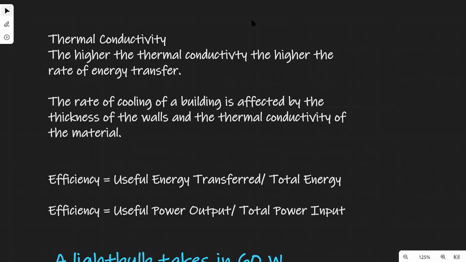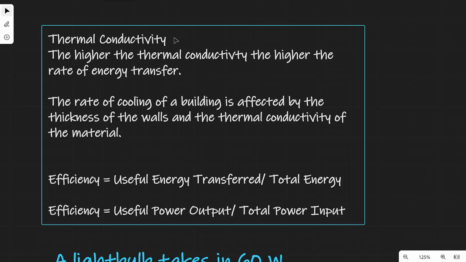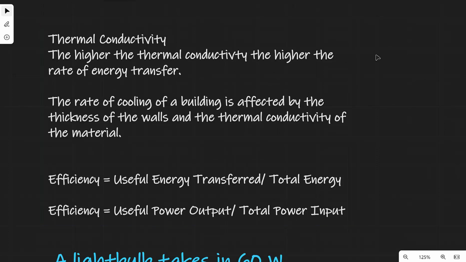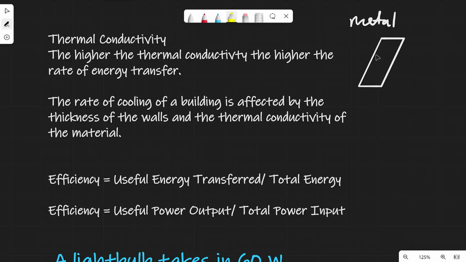For your GCSEs, you guys also need to know about this property, which is known as thermal conductivity. In general, the higher the thermal conductivity, the higher the rate of energy transfer. So something like a piece of metal, for instance, has a very high thermal conductivity, and this means that if we were to, let's say, heat up one end, then the energy will spread very, very quickly, and then soon the whole piece of metal will get quite hot to the touch.